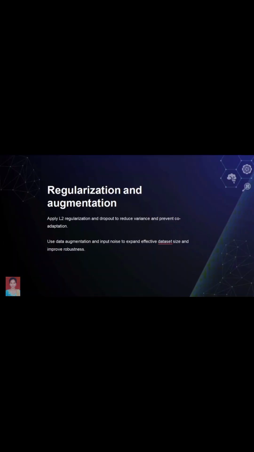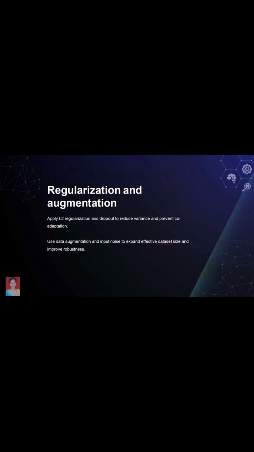Next, regularization and augmentation. In a multi-layer perceptron, one common challenge is overfitting, where the model performs very well on training data but poorly on new unseen data. To overcome this issue and improve the model's generalization ability, techniques such as regularization and data augmentation are used.